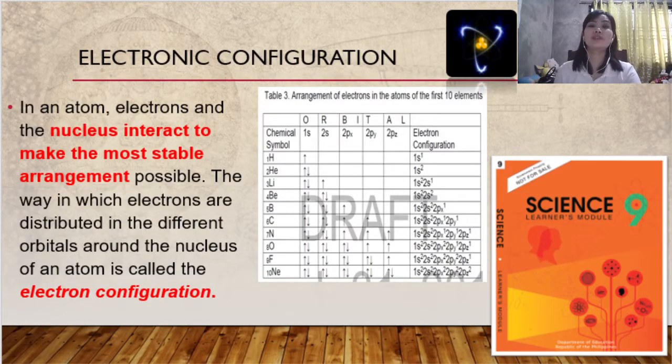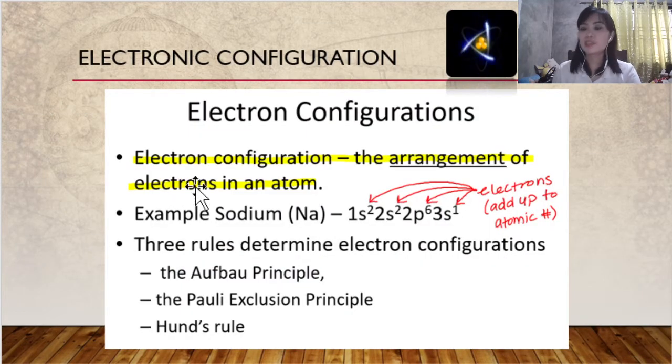So, what is electron configuration? Take note that in an atom, electrons and the nucleus interact to make the most stable arrangement. The way in which electrons are distributed in the different orbitals around the nucleus of an atom is called, very good, electron configuration. Just highlight this, distributed in the different orbitals. Next, electron configuration is also known as the arrangement of electrons in an atom.